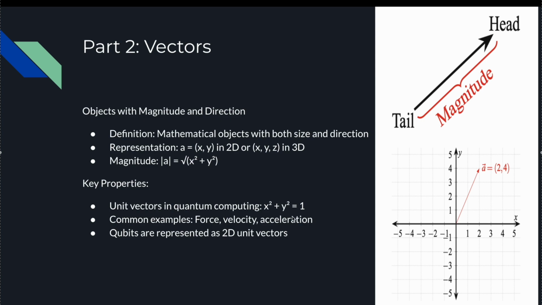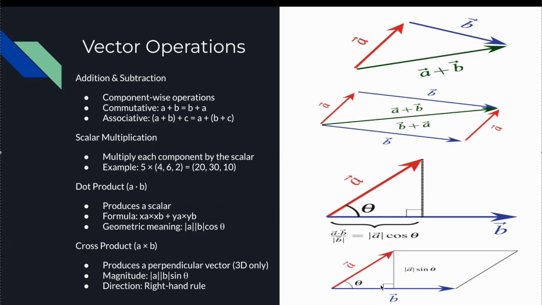And some key properties are unit vectors in quantum computing. That's x squared plus y squared equals 1, so that's another formula. And some common examples of vectors are force, velocity being speed, which is a scalar with direction, and acceleration. And qubits are also represented as 2D unit vectors. Alright, so some common vector operations.